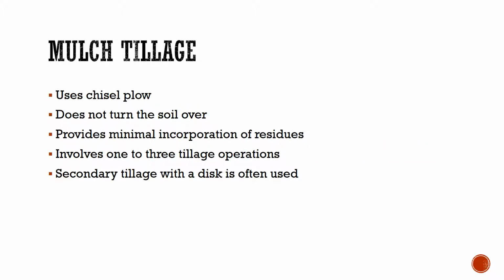So mulch tillage, we use a chisel plow, and that's been very commonly used in America for tillage type. This is going to provide just a little minimal incorporation of those residues, so it's not going to have an intense part in putting any sort of residue from the top to the bottom or to the topsoil. It involves 1 to 3 tillage operations, and secondary tillage with a disc is used after this mulch tillage.